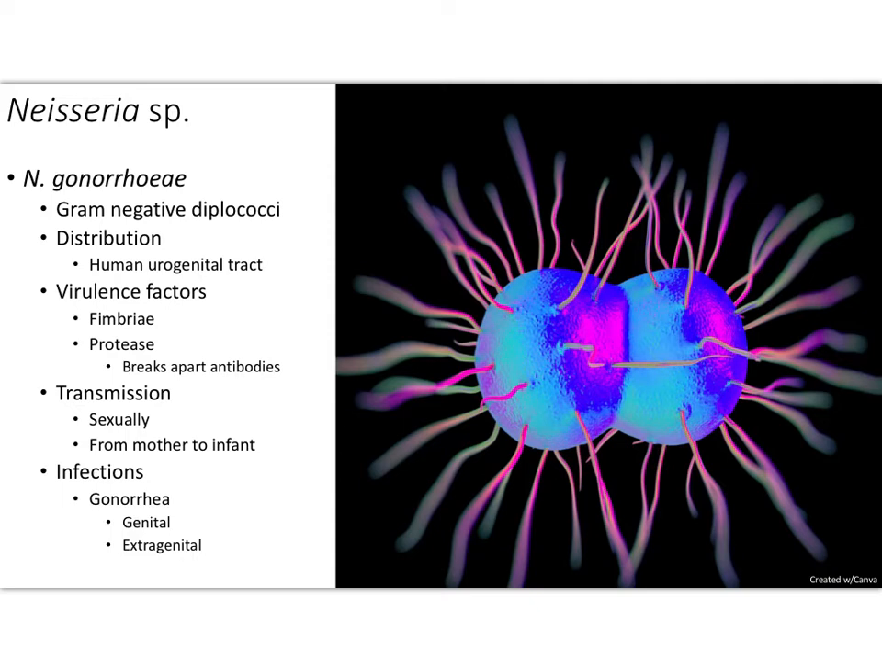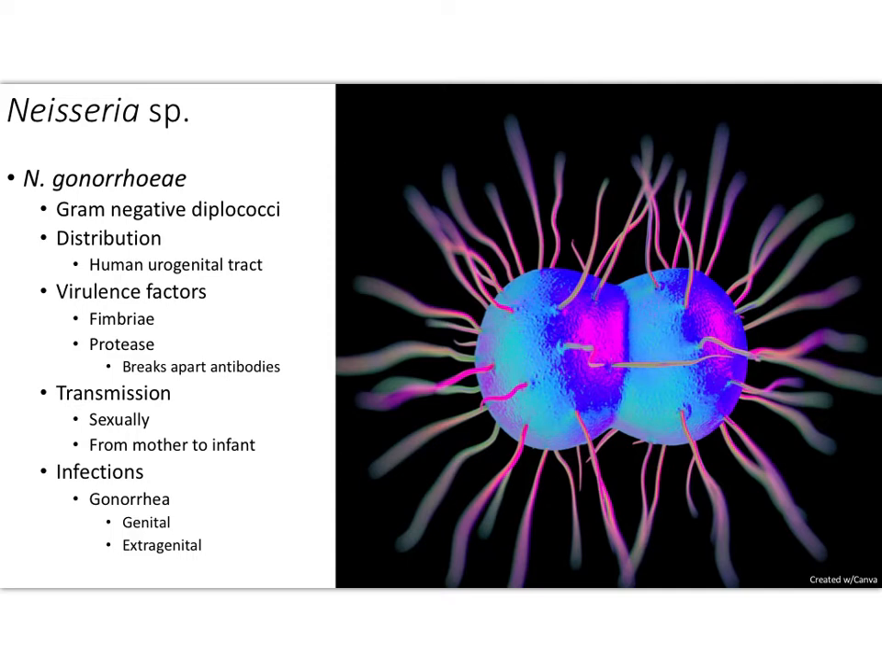The infection that this causes is called gonorrhea. So just like its name says, this is the bacterium that causes the STI, the sexually transmitted infection that we call gonorrhea. Most infections of gonorrhea are limited to the genital region. There are exceptions to that. One of them we just talked about in the eyes of infants, but most of the time gonorrhea stays in the human urogenital tract and just kind of lives there.